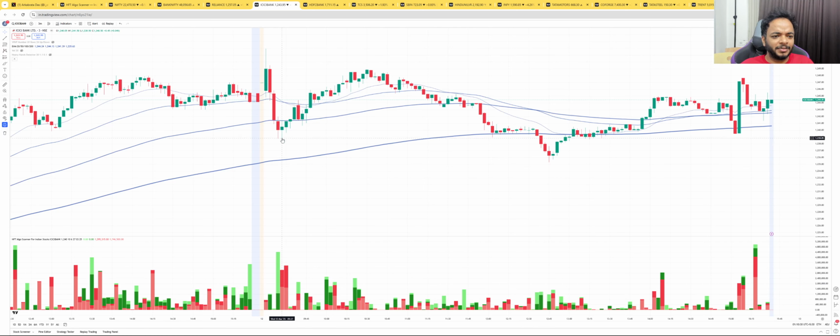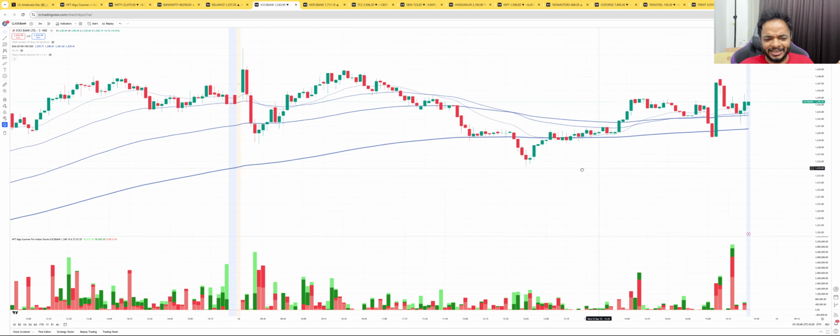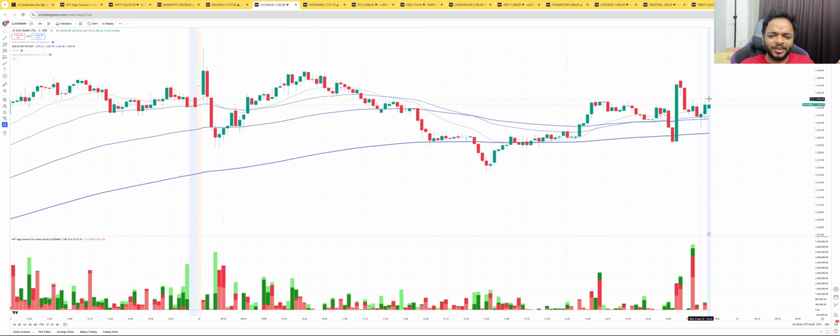Again, if you see right at the bottom, they made put writing and it went up, but they also did call writing, some further call writing, averaged out the position, and then took it down. Finally, you see the market is flat, ICICI Bank is flat, ends with some short positions.